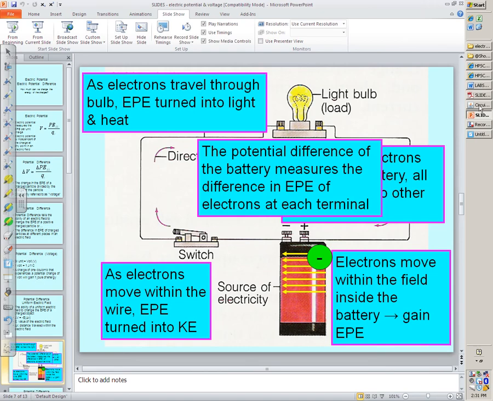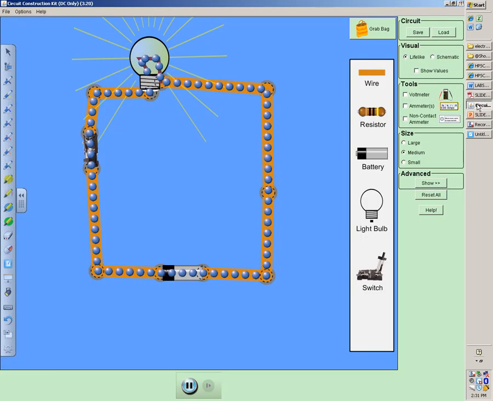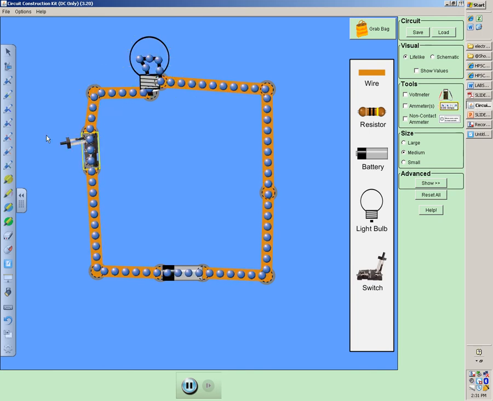All right. Circuit. Moving charges. Lights on. I take the switch and I open it. And the lights go off and the charges freeze. Okay? Your next discussion point.